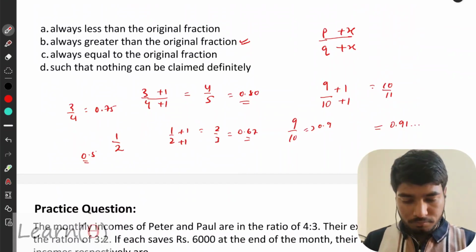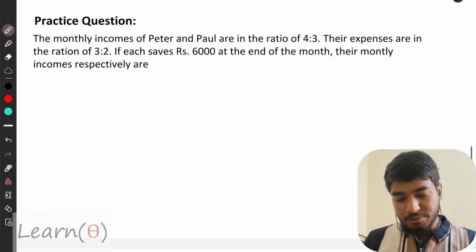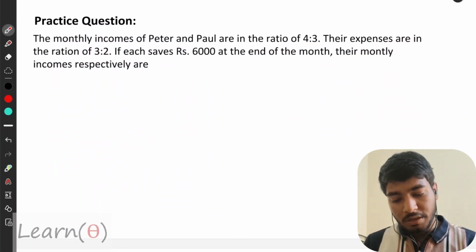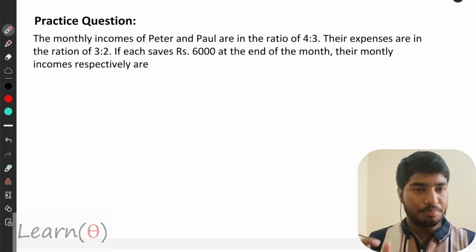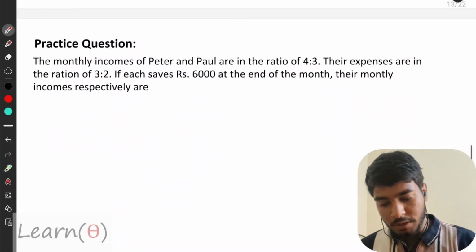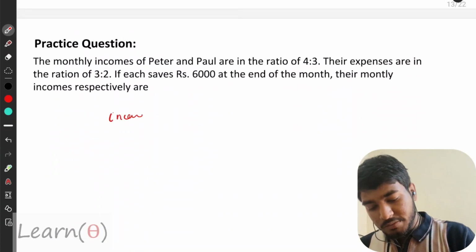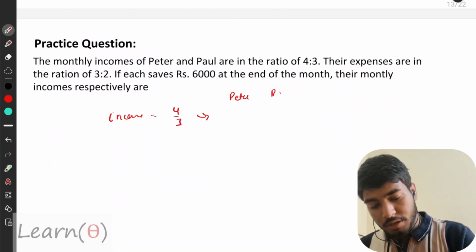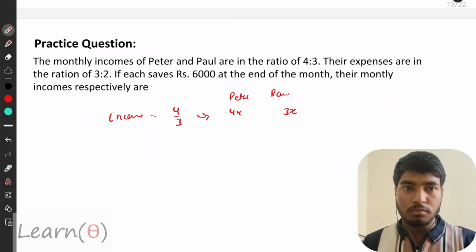Okay, fine. Let us take the next question. The monthly incomes of Peter and Paul are in the ratio 4 by 3. If each saves 6,000 at the end of the month, their monthly incomes respectively are how much? This is a good question. Listen carefully. The income ratio is given as 4 by 3, so can I say that the individual incomes of Peter and Paul are 4x and 3x? Can I say this?